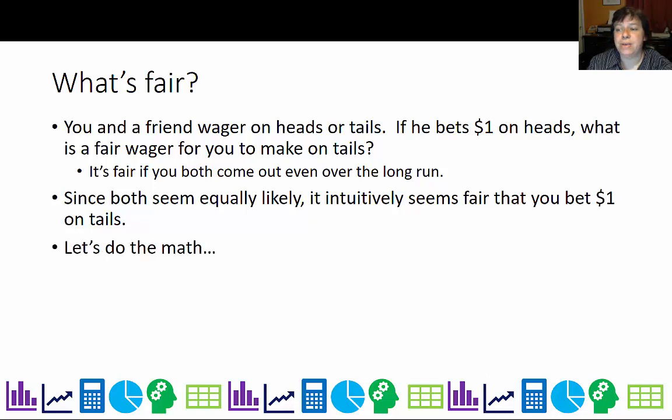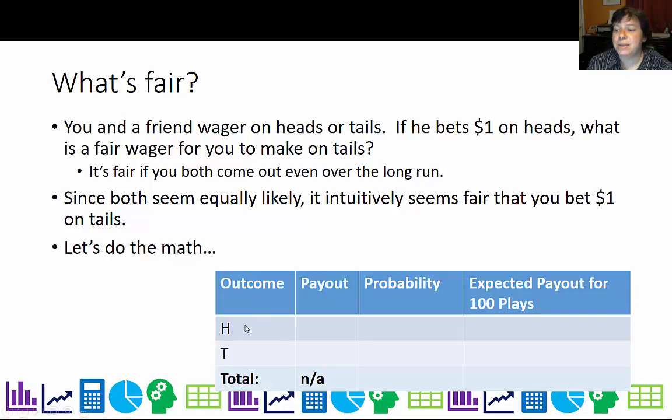So let's go ahead and do the math. We have a table here with heads and tails for the outcome. The payout is that you lose $1 if heads comes up, and you gain $1 if tails comes up. The probability for both of these is 0.5. They should add up to 1.